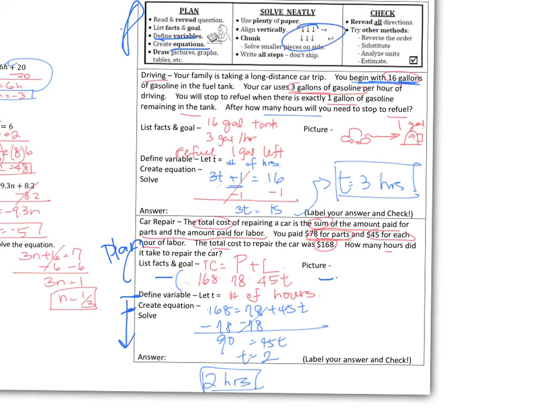And now I can plug in 2 back into the original equation to see if my answer works. 45 times 2 is 90. 90 plus 78 gives me 168. Check. So 2 hours is the correct answer. And that concludes our lesson for today.